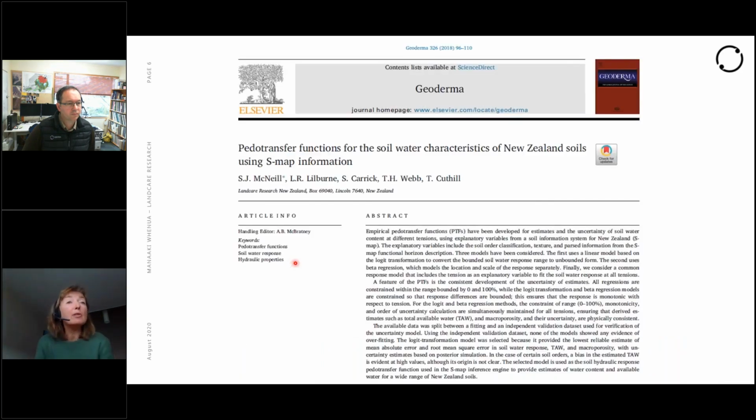This paper here was written a couple of years ago, and it documents the development of the model. We tested 3 different types of model and decided on one of them, and this is the relationship for predicting that soil water retention curve, the wilting point, the field capacity, total porosity, from which we can then derive available water.